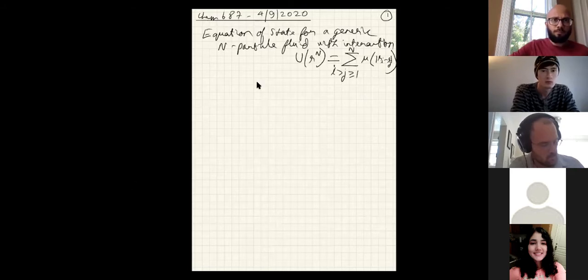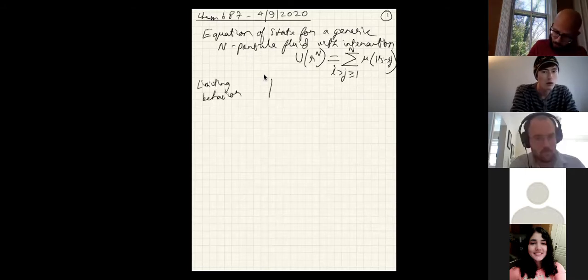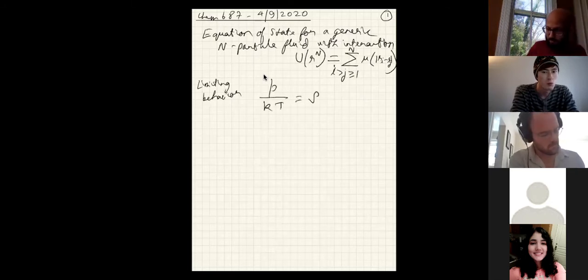So in order to do that, we know what should be the limiting behavior. The limiting behavior of any such thing has to be pressure by kT is equal to rho. That's the limiting behavior, right? This is true for an ideal gas.